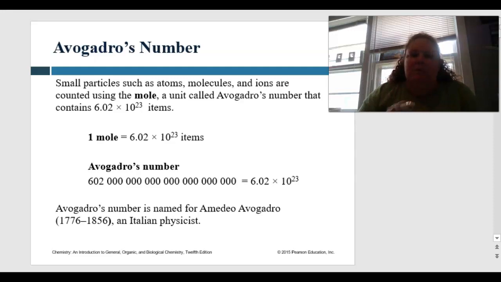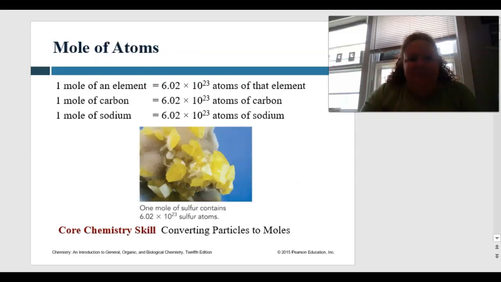Small particles such as atoms, molecules, and ions are counted using the mole and a unit called Avogadro's number that contains 6.02 times 10 to the 23 items. So again, 1 mole equals 6.02 times 10 to the 23 items. If you write out Avogadro's number, you get this really long number with 23 placeholders, right? Avogadro's number is named for an Italian physicist, Amedeo Avogadro. And so we'll use this a lot in our calculations today.